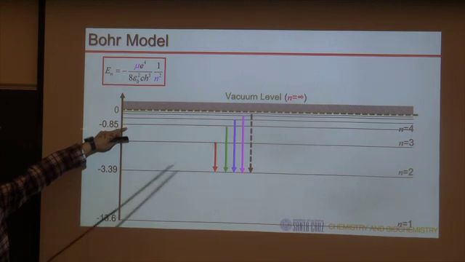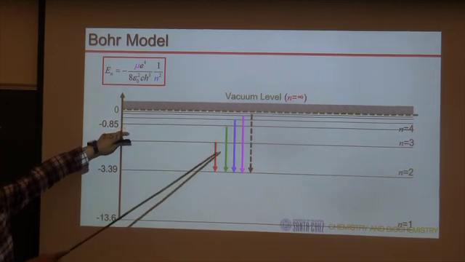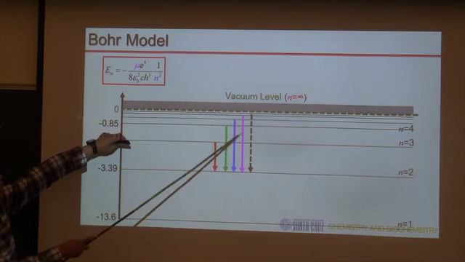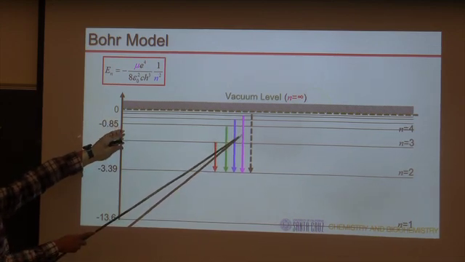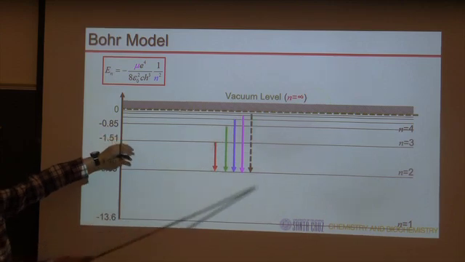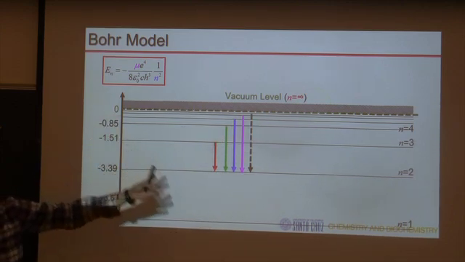Shift to blue. So the second one will be green light, the third one will be blue light, the fourth one will be purple light, and the fifth one and more fall into UV light, which you cannot see.